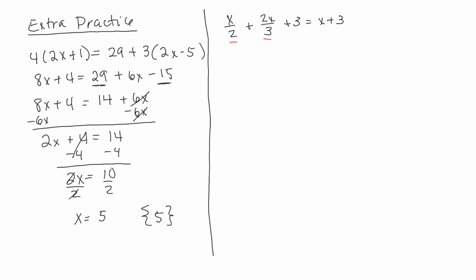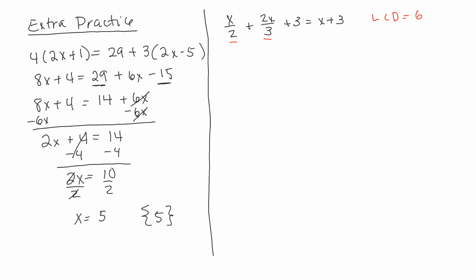The smallest number that 2 and 3 will divide into is 6. So we're going to multiply every single term by 6. Remember, technically what you're doing is you're just multiplying both sides of the equation by the LCD and then distributing. I just kind of do it all at once.